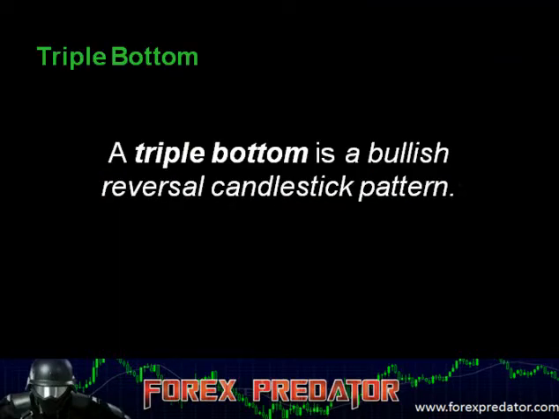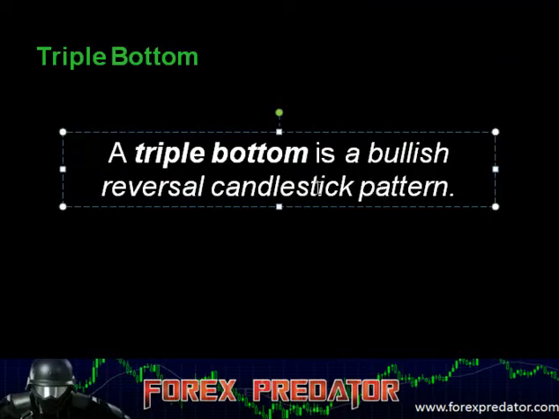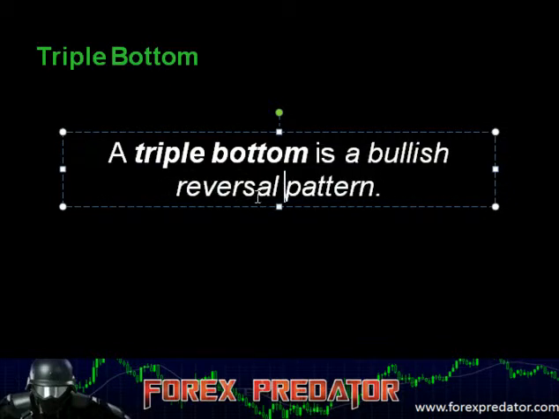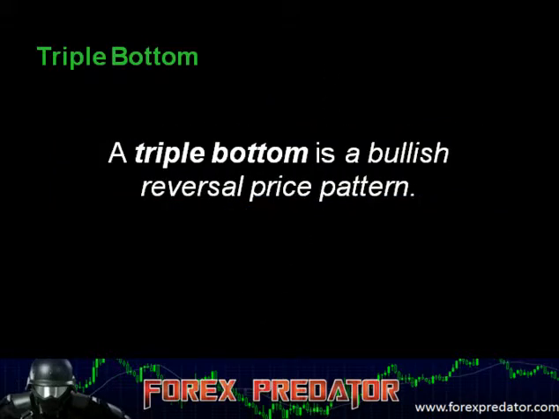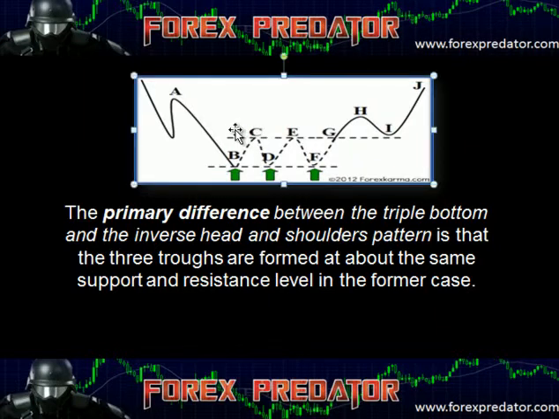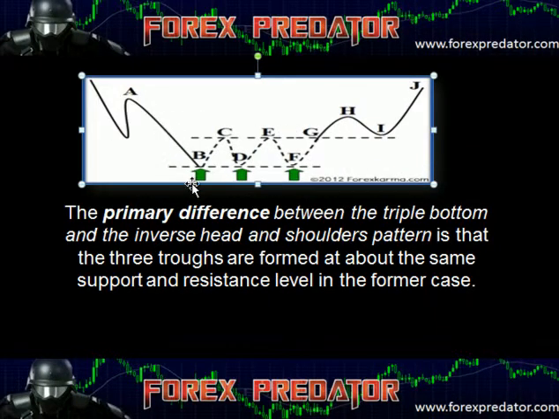So it's a bullish reversal candlestick. Actually, it's not a candlestick pattern, it's a price pattern. So just to edit this for all of you guys out there, it's a price pattern, not a candlestick pattern. And this is basically what it looks like. So we have price coming down, it tests the support three times. It goes up, down, up, down, and the third one is a shoot through. The primary difference between the triple bottom and the inverse head and shoulders pattern is that the three troughs are formed at about the same support and resistance level in the former case.